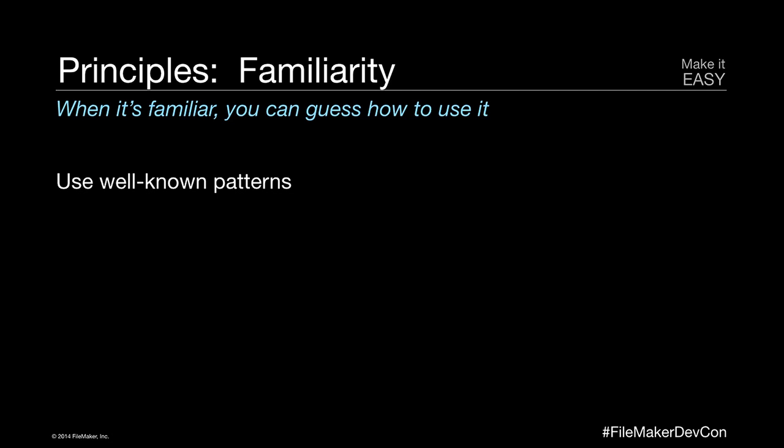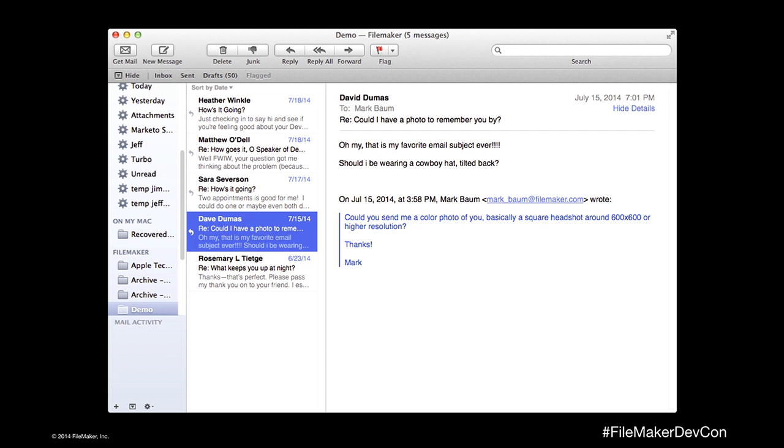Here's an example of the 3-panel selector interface pattern in Apple Mail. You can see on the left, you have mailboxes, basically groups of messages. In the middle, you have a list of the messages in a given mailbox. And on the right, you have the detail for the message that is currently selected in the list. That's a classic interface pattern.